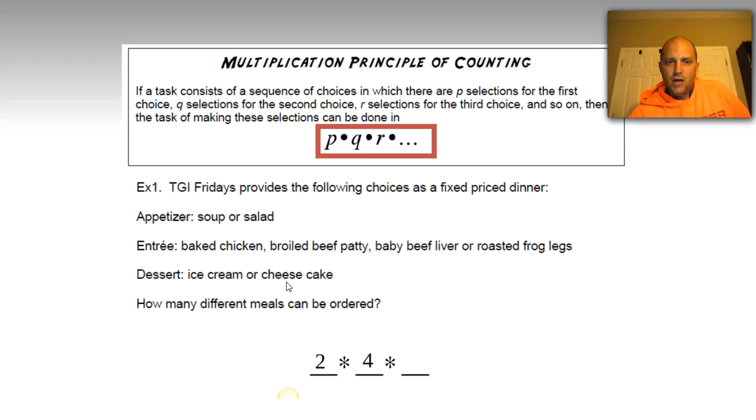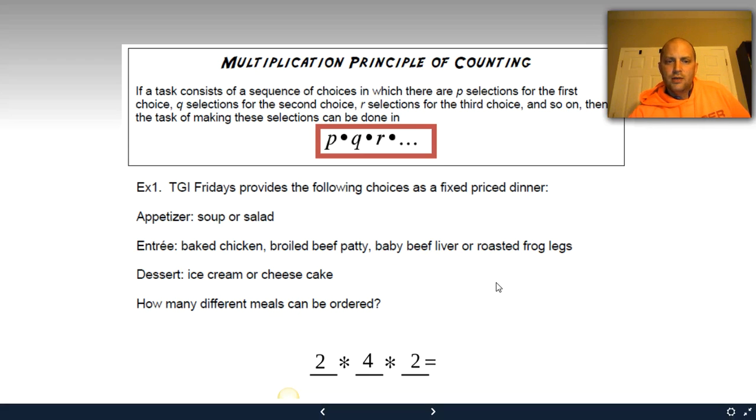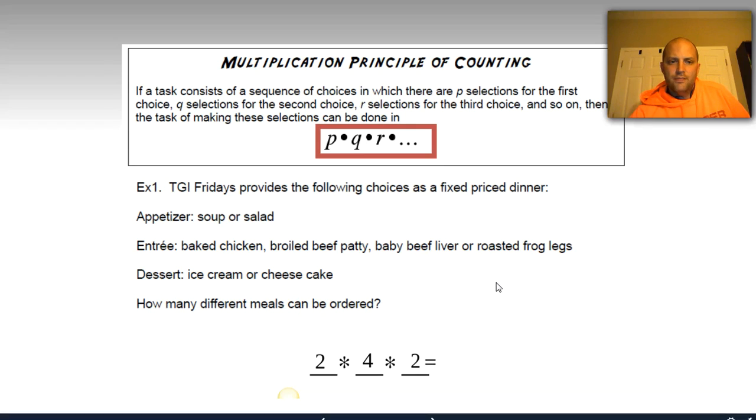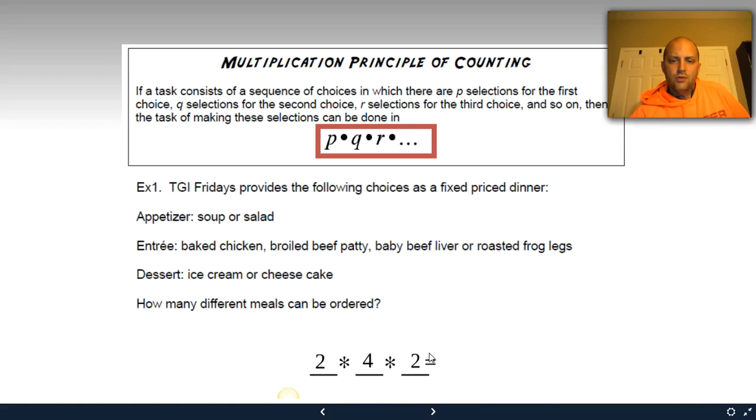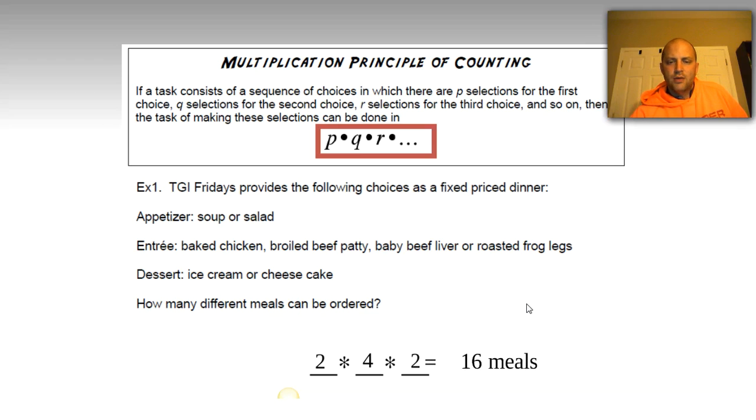I take the 2 options of appetizer, 4 of the entree, 2 of the dessert, and multiply them all together, and you get 16 meals. So all we're doing is taking all the possibilities and multiplying them together.